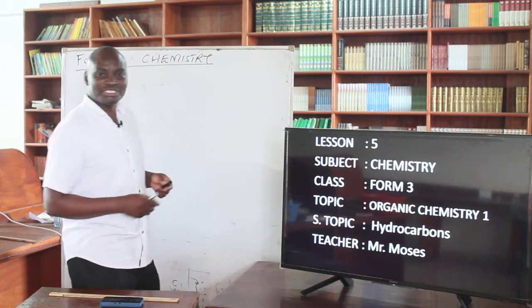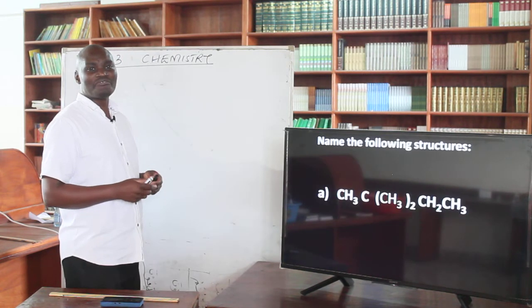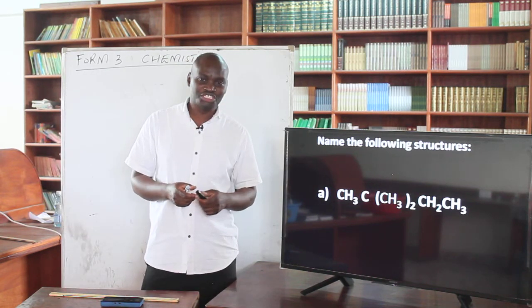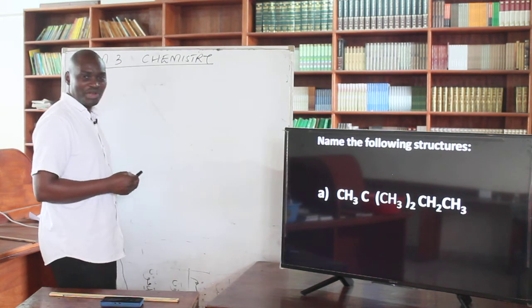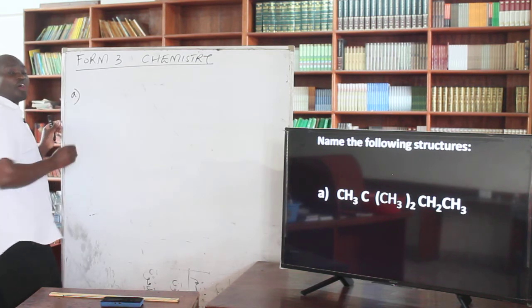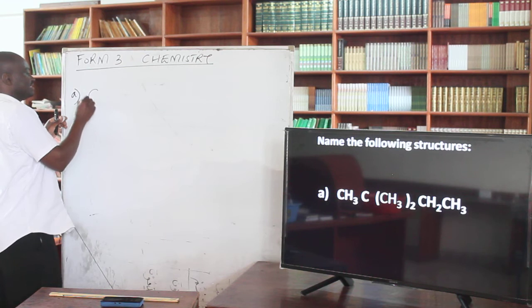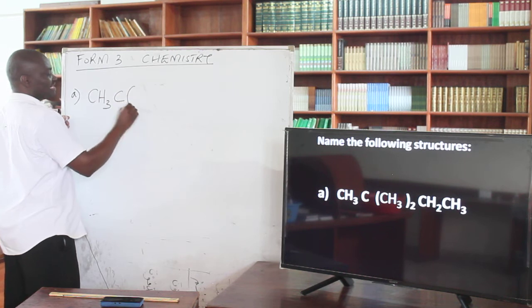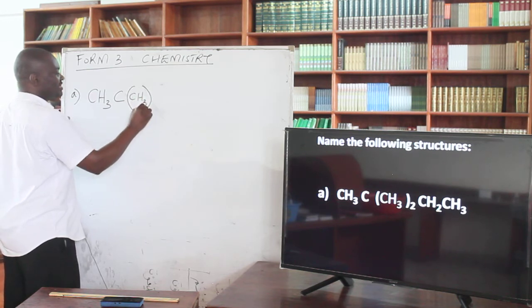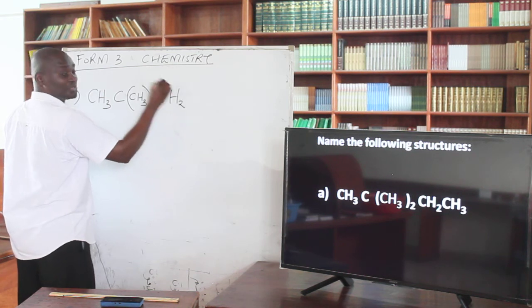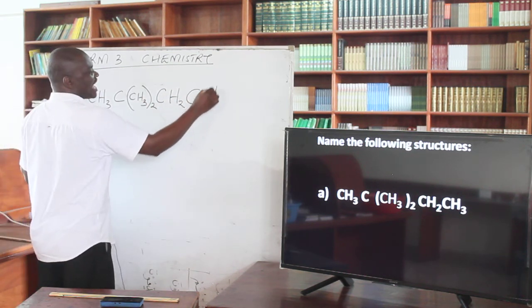Now, today, without wasting time, let us start by looking at our first example. We are given: name the following structures. So our A, which we are going to do here together, is CH3, then C, then a bracket, then CH3, then 2, then CH2, then CH3.